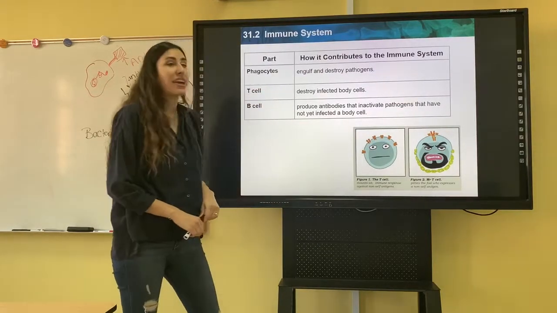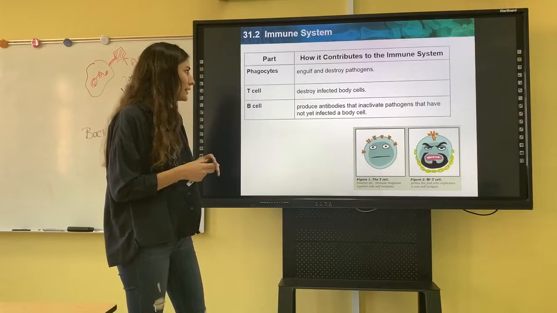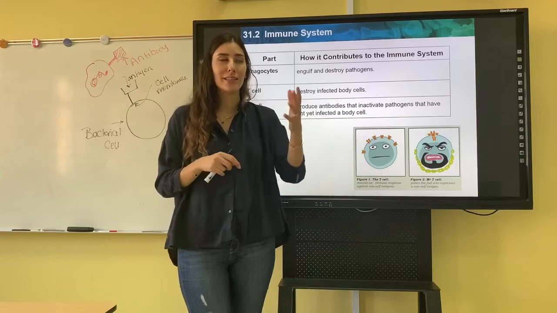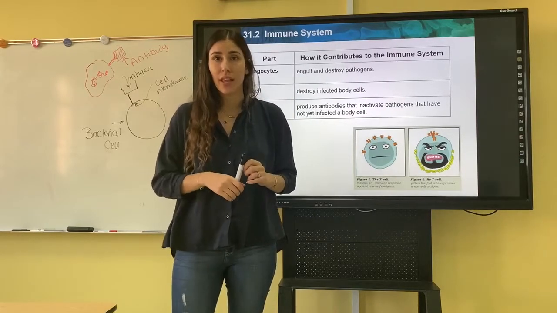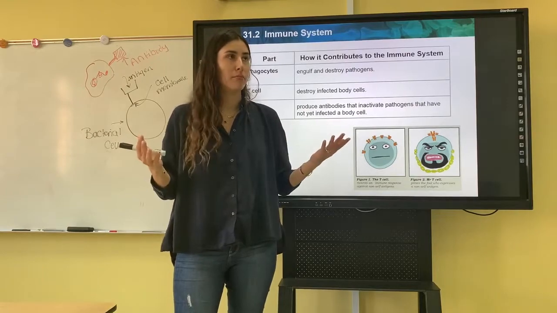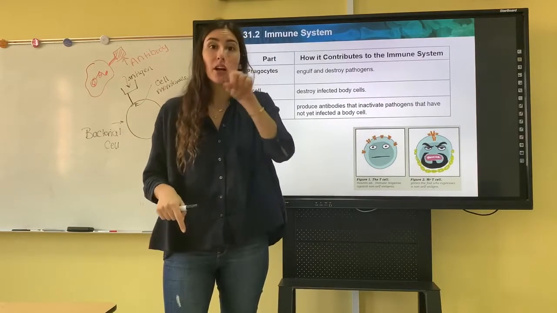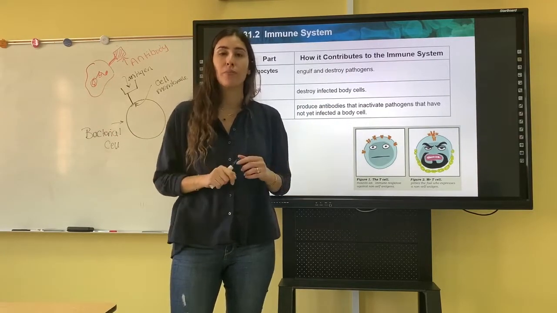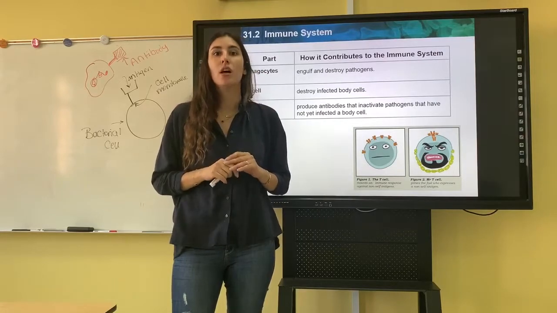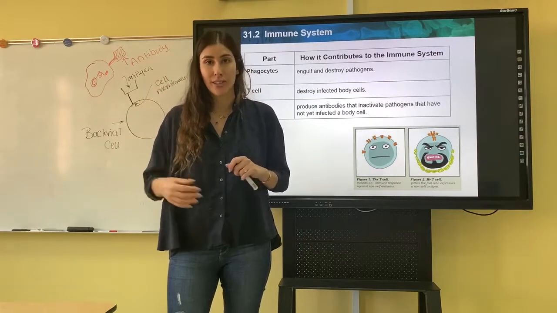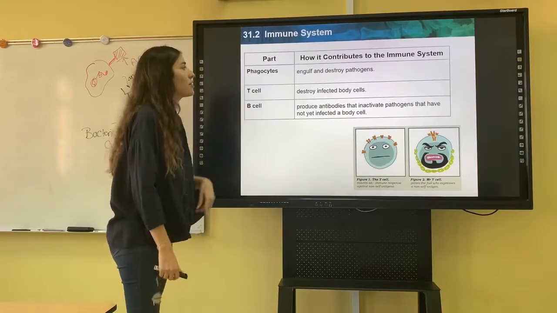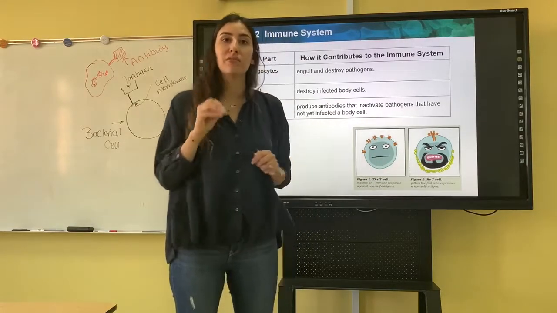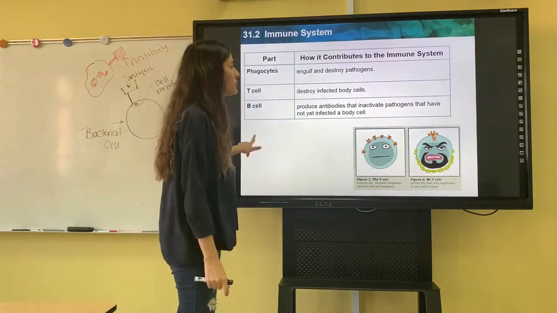T cells, if there are cells that are already infected, okay, they will come and destroy the body cells. Let's say you have a red blood cell that has become infected with a bacteria, okay? It will come and destroy, not the bacteria, because it's too late. Your red blood cell is already infected. It will kill that infected red blood cell so that it doesn't divide and make more damaged red blood cells. Now, B cells are the ones that produce antibodies, okay, that will target the specific antigens on the surface of the pathogens.